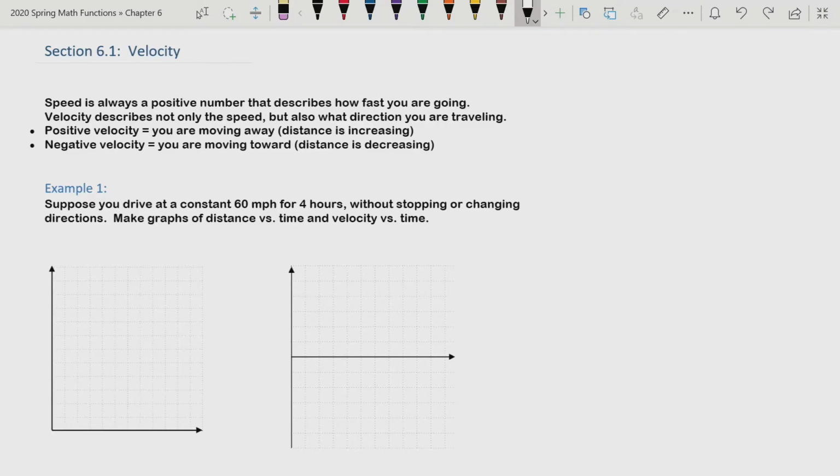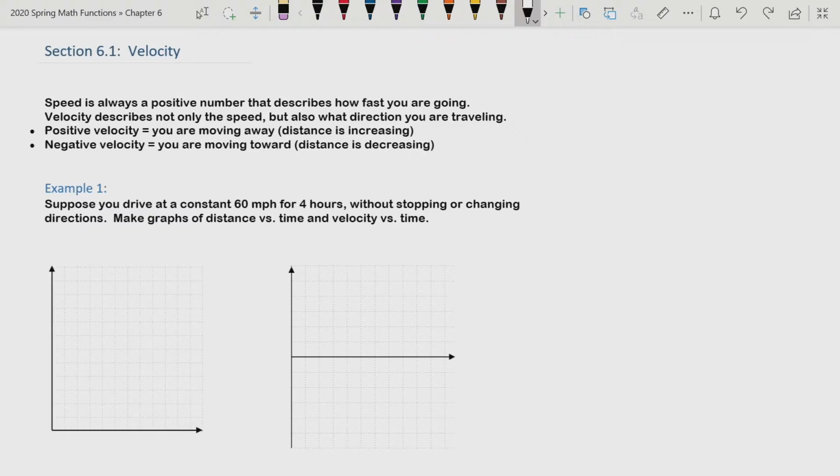Section 6.1 Velocity. Speed is always a positive number that describes how fast you're going. Velocity describes not only the speed, but also what direction you're traveling. It has a sign. A positive velocity means you're moving away from the origin. The distance is increasing. And a negative velocity means you're going towards the object. Distance is decreasing.